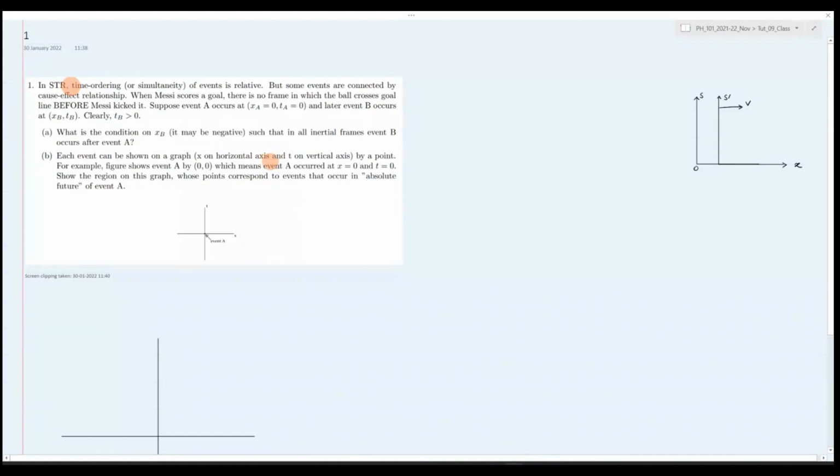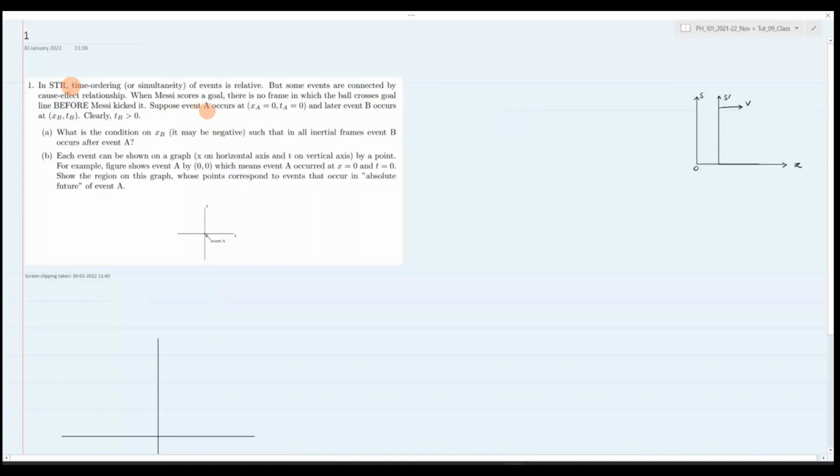Okay. So in the first problem, it says that in STR, time ordering of events is relative, but some events are connected by a cause-effect relationship. So when Messi scores a goal, there is no frame in which the ball crosses the goal line before Messi kicked it. So it's like cause and effect. If you do not do this, it cannot happen in the future, something like that.